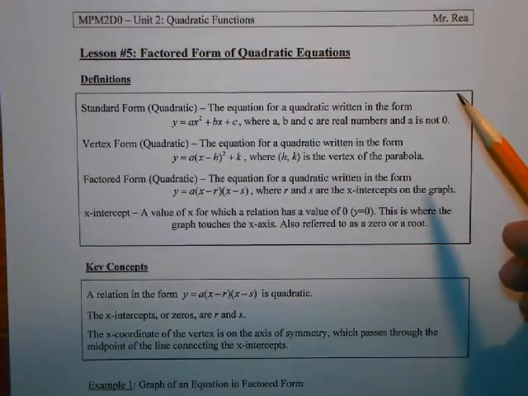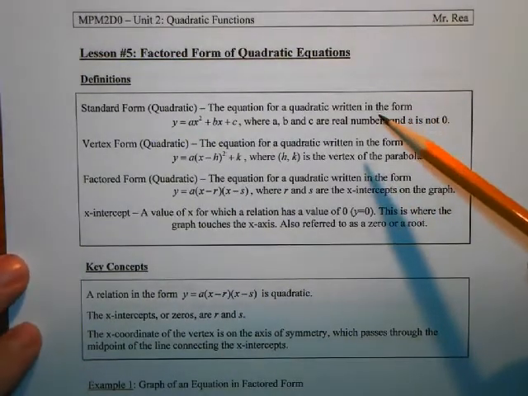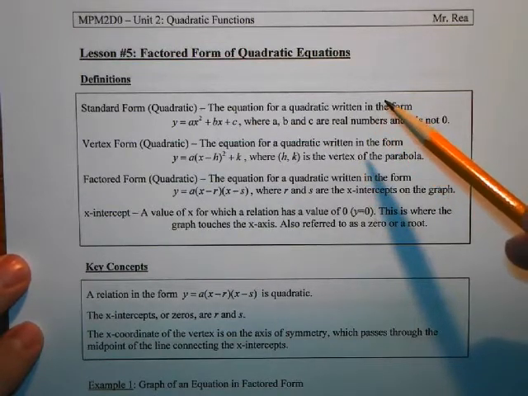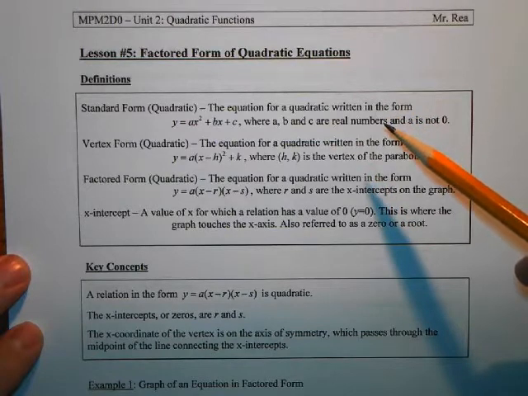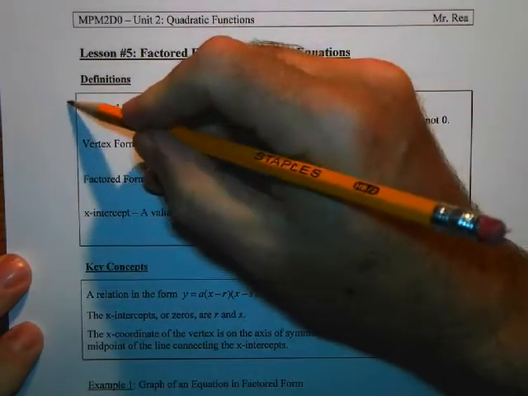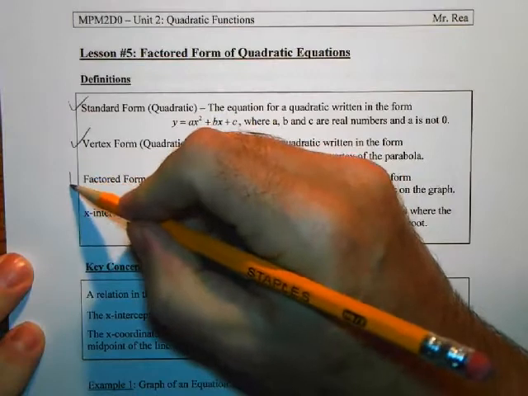Today we're going to learn about a third form of a quadratic equation. We've already learned about standard form and we've spent a lot of time on vertex form. So we're going to add our third and final way of writing a quadratic equation. So we've got our standard form and our vertex form. We've learned those. Today we're going to do the factored form.